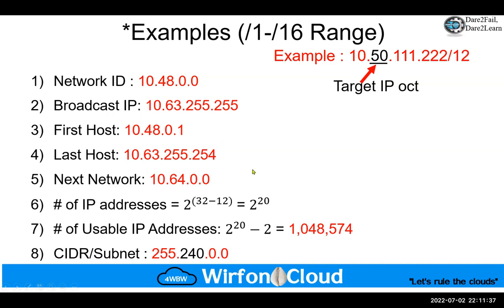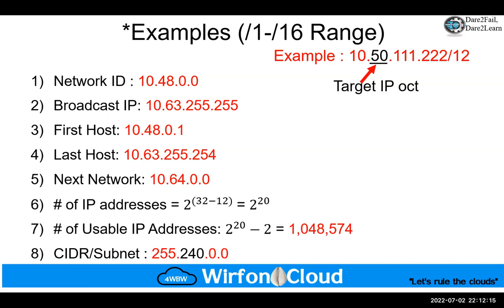Your next network is 10.64. So let's pass 50. You get 10.64.0.0, because you're not dealing with the third and fourth octets. And your network ID is the one before your target IP octet, which is 50, and below that 16 times 3 is 48. So 10.48.0.0. And from there you can find your broadcast.